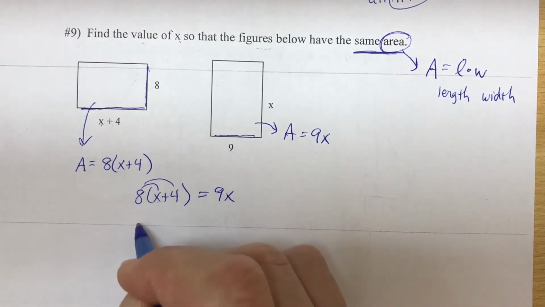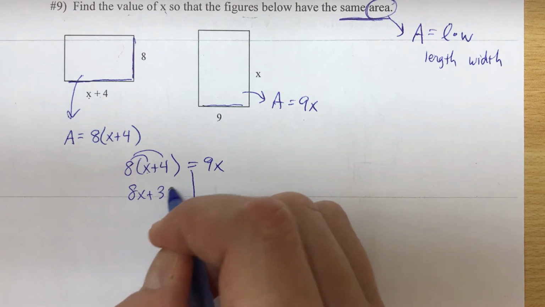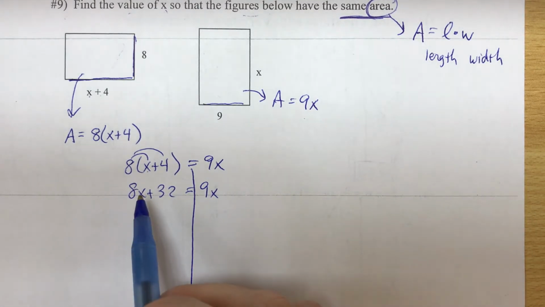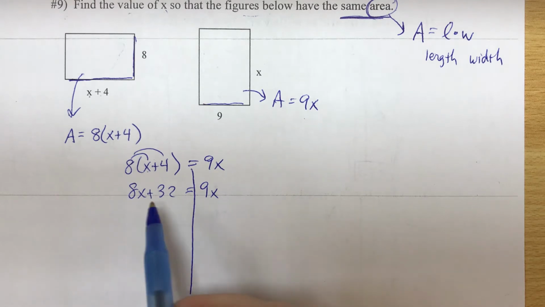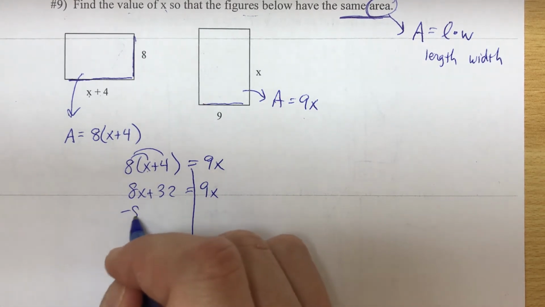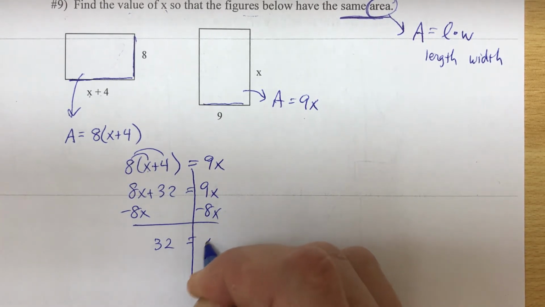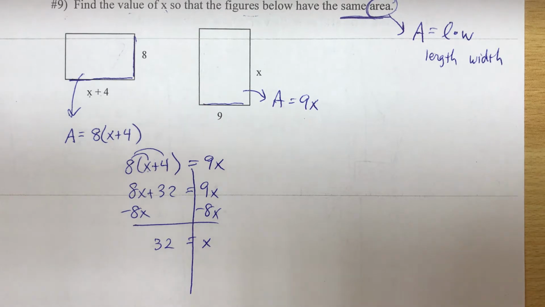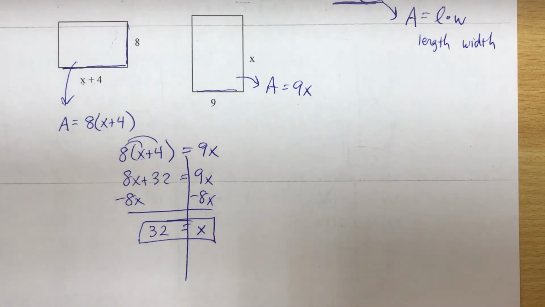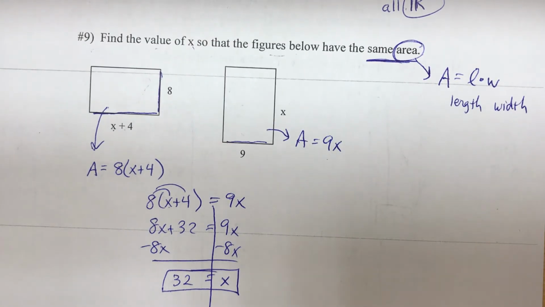So let's distribute, and we'll get 8x plus 32 is equal to 9x. In this case, I will move the 8x to the right side because I already have the 9x by itself. So we'll go minus 8x, 32 equals 1x. Oh, that's it. 32 is equal to x. We're done.